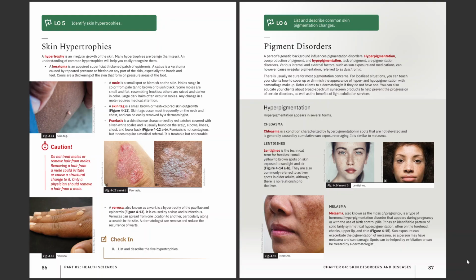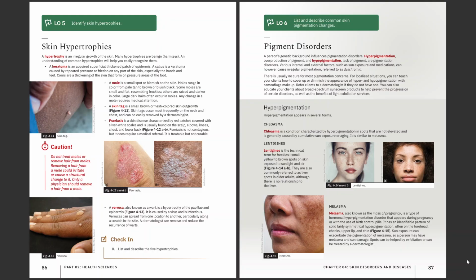Check in. List and describe the 5 hypertrophies. Learning objective number 6. List and describe common skin pigmentation changes.